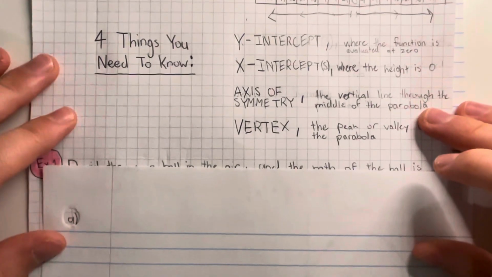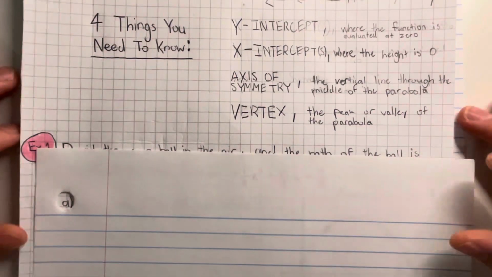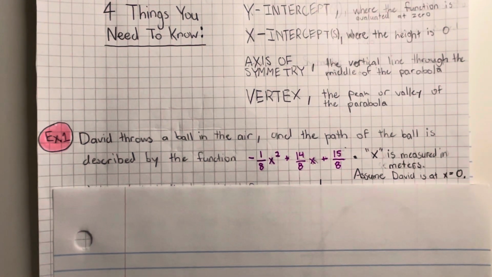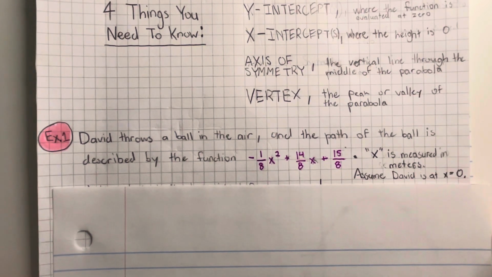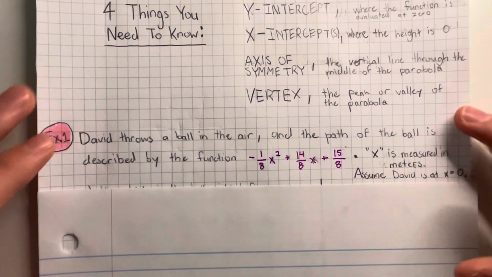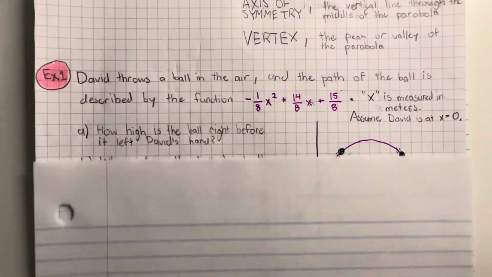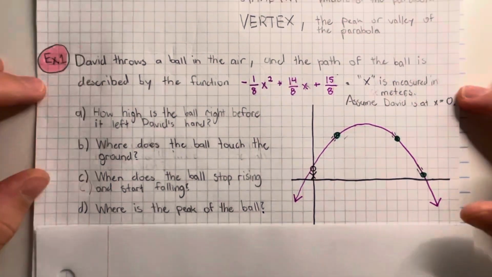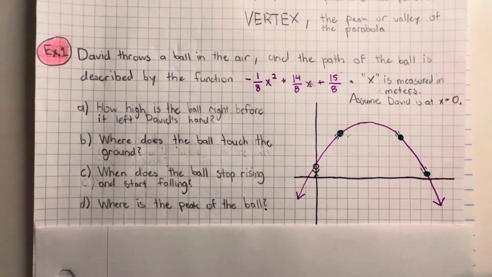So now I'm going to explain how to do this in practice. David throws a ball in the air, and the path of the ball is described by the function negative 1 over 8 x squared plus 14 over 8 x plus 15 over 8. x is measured in meters, and assume that David is at x equals 0. I drew a graph to show you what it looks like, and I also wrote down some questions.